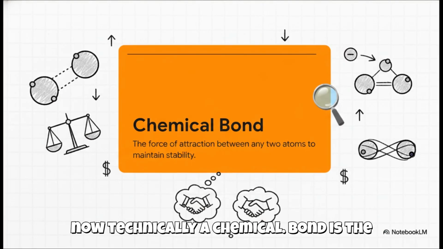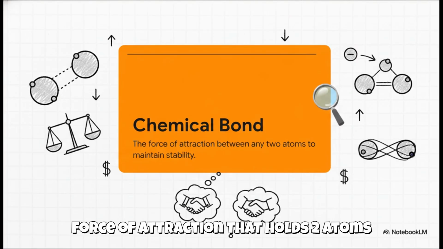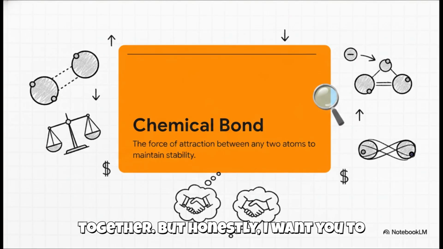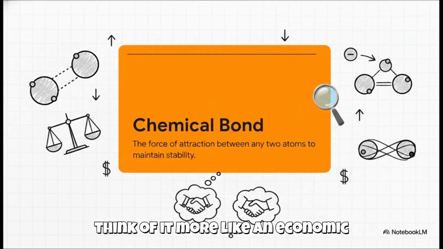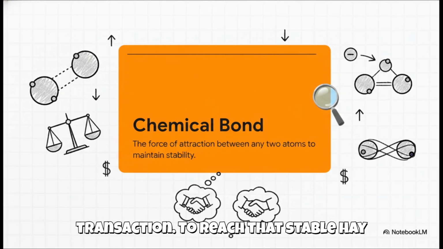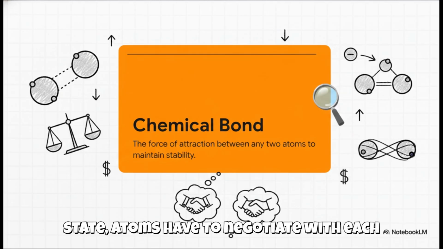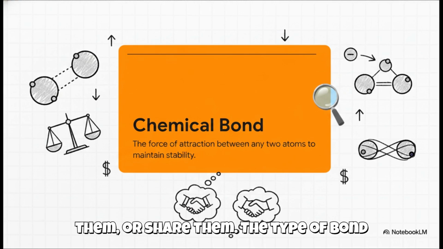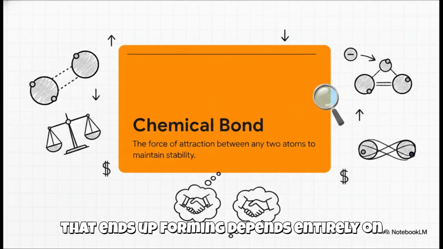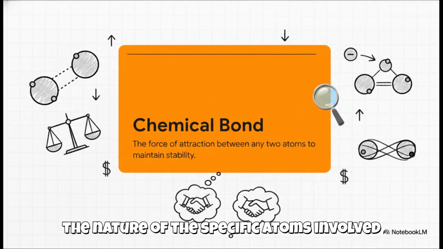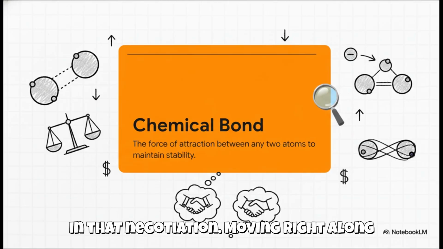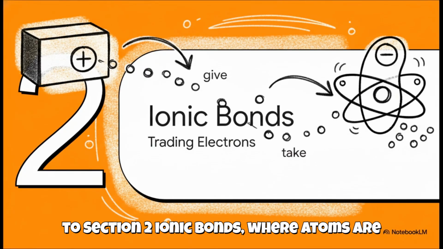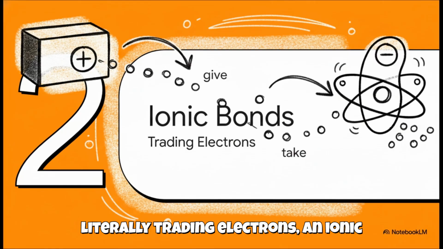Now, technically, a chemical bond is the force of attraction that holds two atoms together. But honestly, I want you to think of it more like an economic transaction. To reach that stable, happy state, atoms have to negotiate with each other. They can lose electrons, gain them, or share them. The type of bond that ends up forming depends entirely on the nature of the specific atoms involved in that negotiation. Moving right along to Section 2, ionic bonds, where atoms are literally trading electrons.